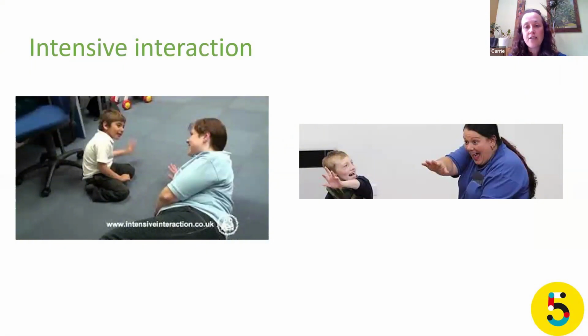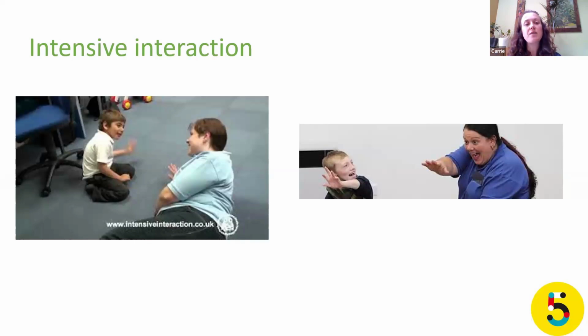Again, there's a huge spectrum with where children may be at, and I wanted to start and just touch on intensive interaction. So more and more in mainstream settings, we are seeing children with a higher level of need, and many of these children just don't know or have any interest in any people around them. Intensive interaction is a way of really helping and engaging children to take an interest in other people. There's lots of really good videos, and the clip I've got there from intensiveinteraction.co.uk is on YouTube that you can go and watch to see.